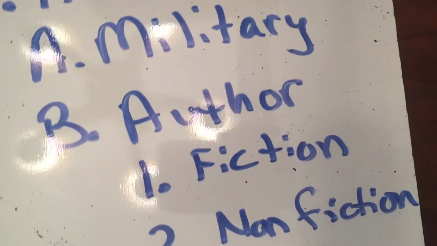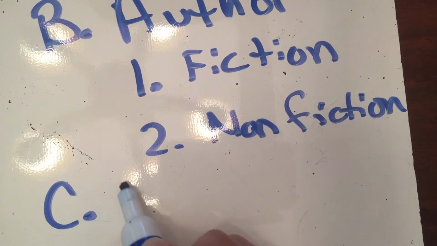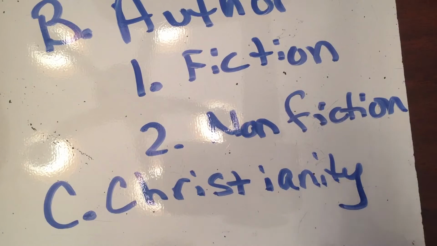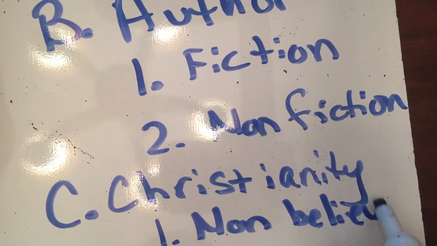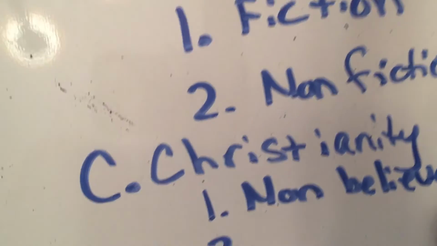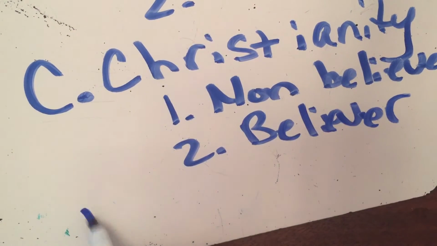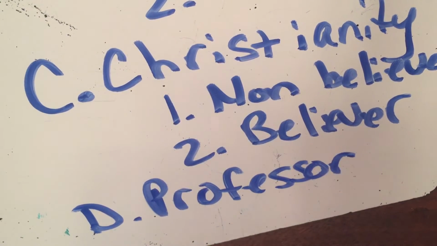And then maybe in my paragraph about adult life, maybe I'll move next to talk about his Christianity. And maybe I talk about how he was a non-believer, and then he became a believer. And maybe after that, in his adult life, I want to talk about what he did as a professor. Okay, so it depends on the information that you have and how you're going to organize it for your essay.